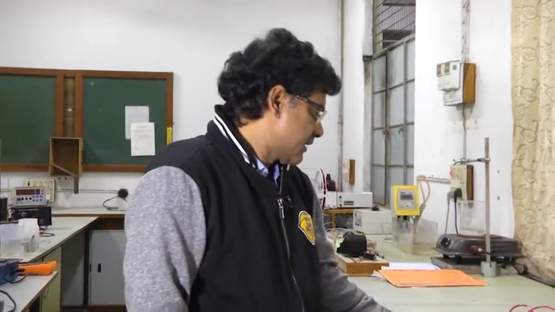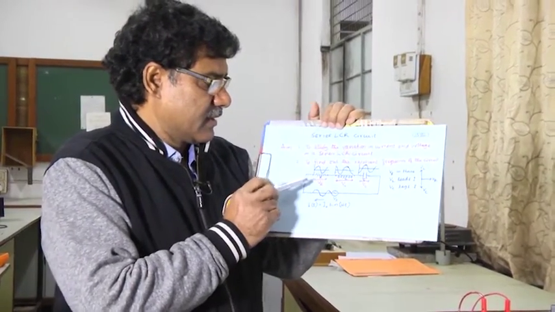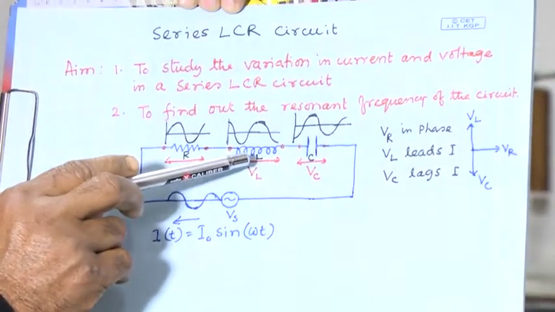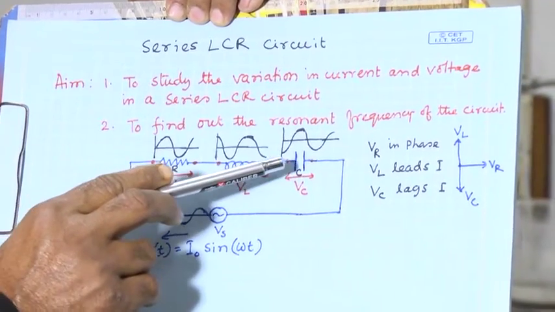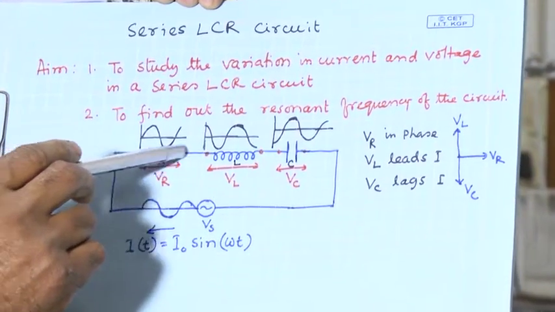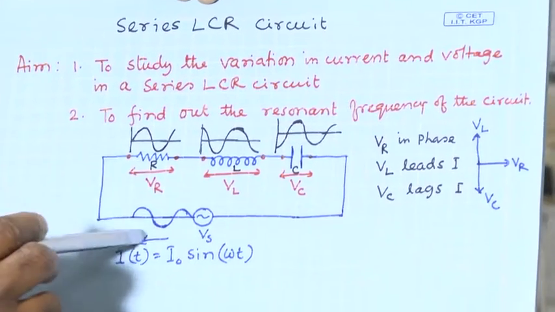So, today we will perform an experiment on a series LCR circuit. You can see the series LCR circuit here: this is the resistance R, inductance L, and capacitance C. They are connected in series with this power supply.